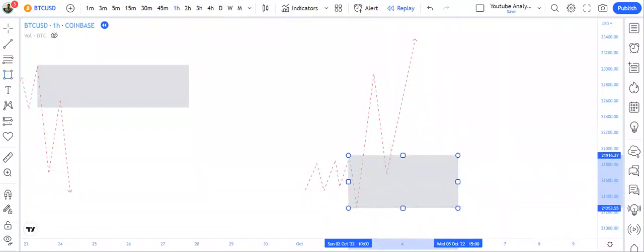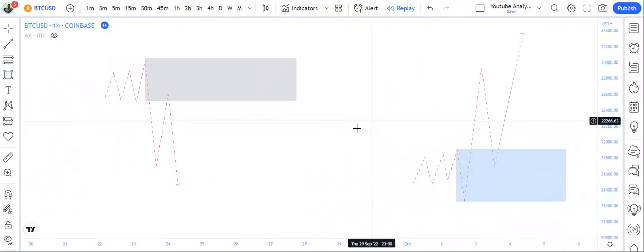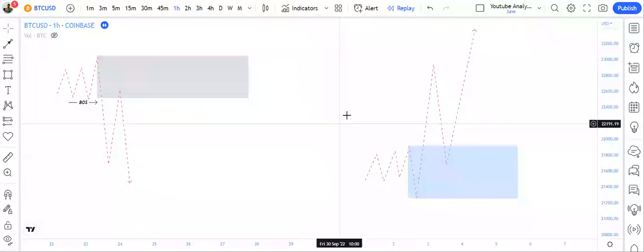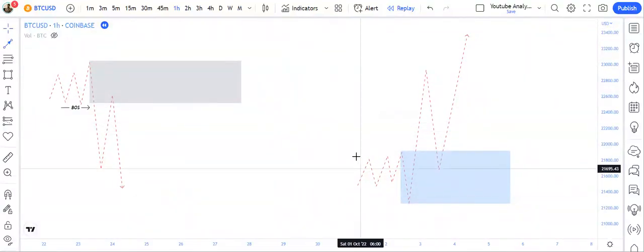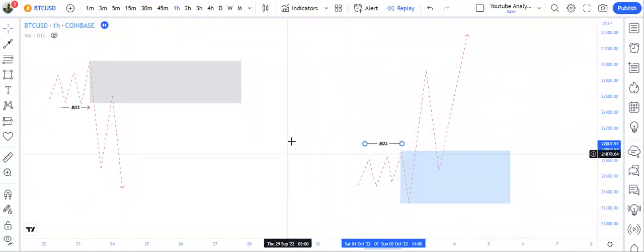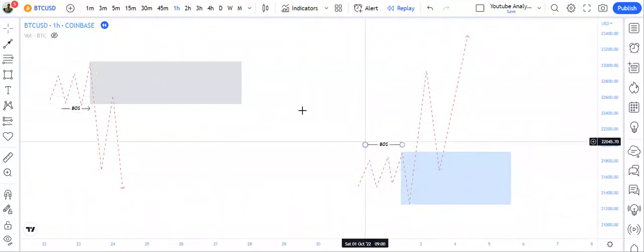Remember, keep in mind that I always say break structure. A supply and demand zone is only valid if it breaks structure. This can be major structure, it can be internal structure, it's definitely valid as well, but it has to break structure. This is a supply zone, this is a demand zone.